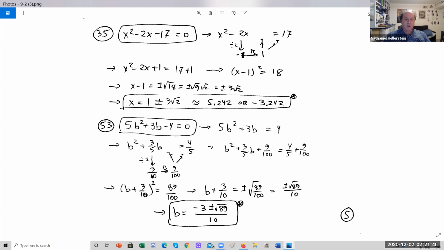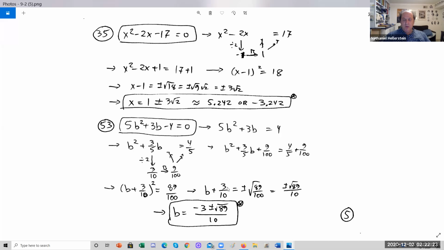Half of 3/5 is 3/10. Square that is 9/100. Add to both sides. So b squared plus 3/5 b plus 9/100 equals 4/5 plus 9/100. This left side is a completed square of b plus 3/10, like here. And run to a calculator, and this comes out to be 89/100. All right. So b plus 3/10 all squared equals 89/100. So take square roots, b plus 3/10 is plus or minus root 89/100, which is plus or minus root 89 over root 100, which is 10.